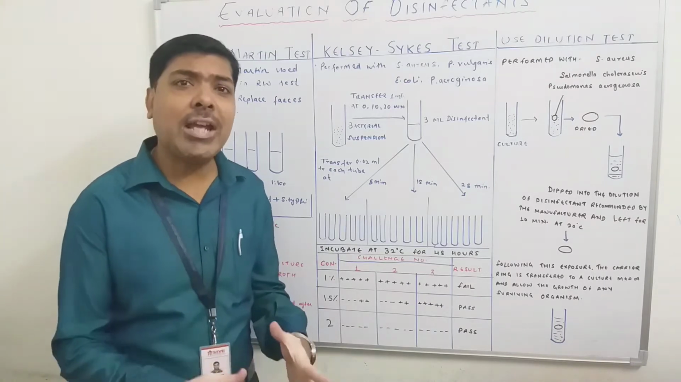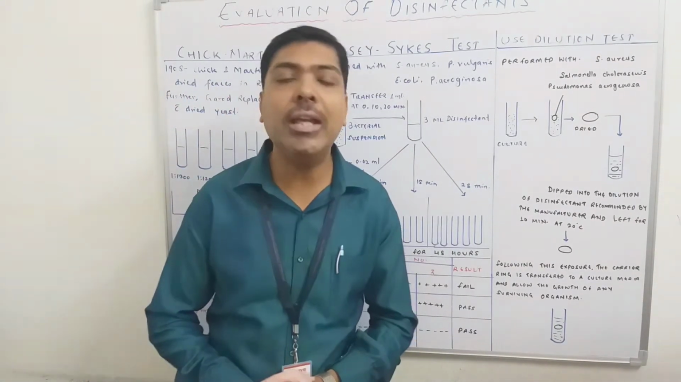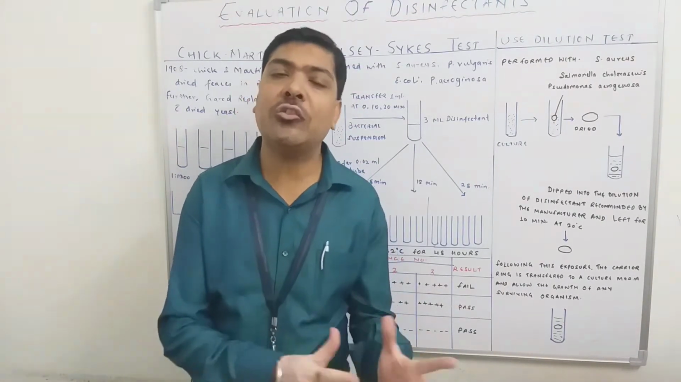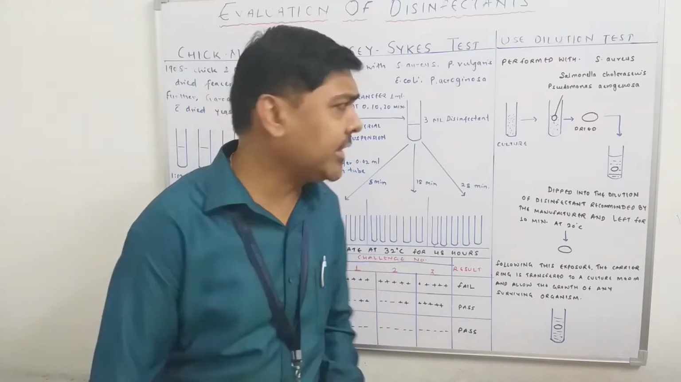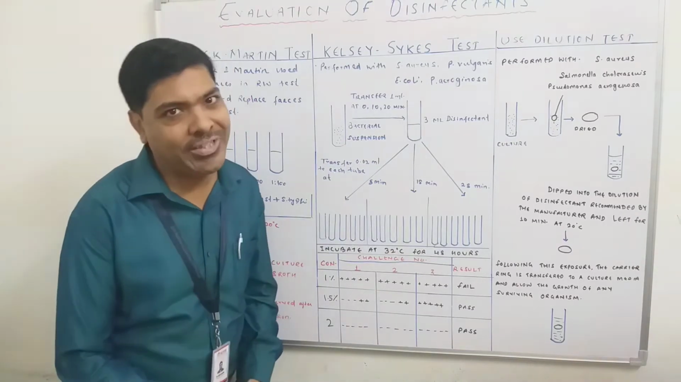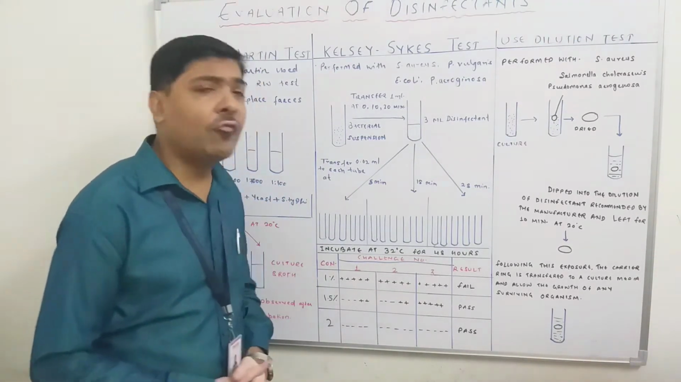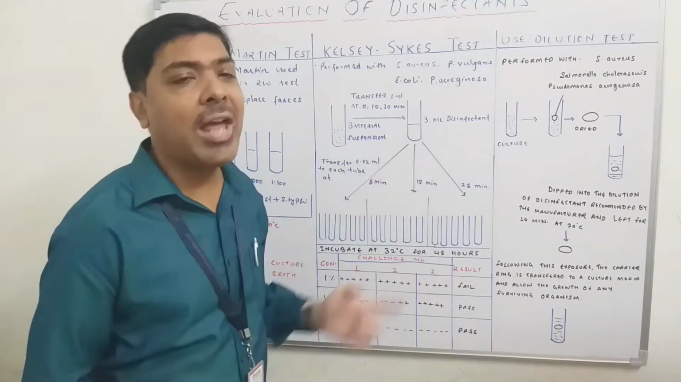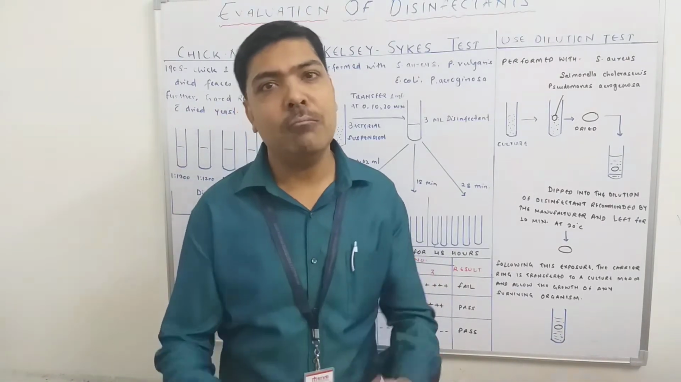Now the first time when we are adding the bacterial suspension into the test disinfectant is considered as time 0, or 0 minute. So this is time 0 when we are adding 1 ml of the bacterial suspension into the 3 ml of the disinfectant. Then we have to wait for another 10 minutes. This means the bacterial suspension and the disinfectant will live together for at least 10 minutes.